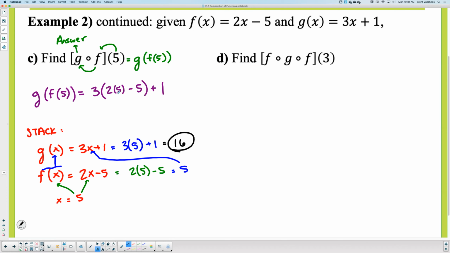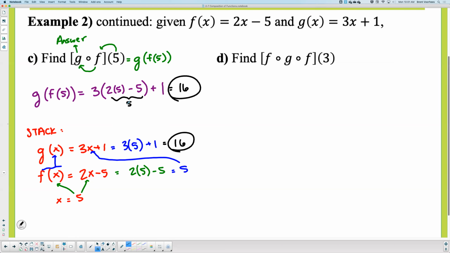Now it's the same thing here. If we did PEMDAS, we'd start with this parentheses. 2 times 5 is 10 minus 5, 5. So this parenthesis equals 5 right there. If you simplified that, that parenthesis equals 5. So 3 times 5 is 15. Add 1. Notice we still get 16 either way. Still the same answer. I'll let you decide what you think is easier.